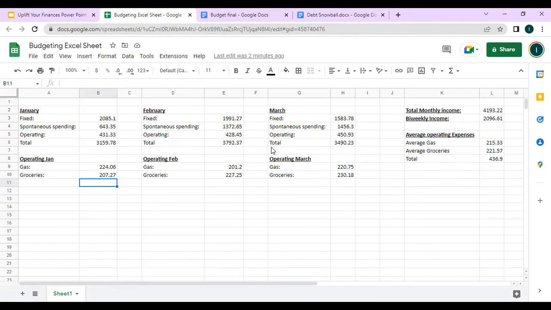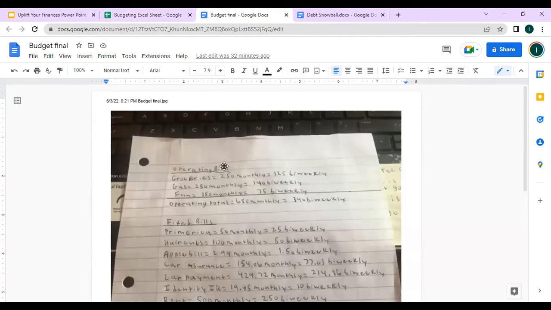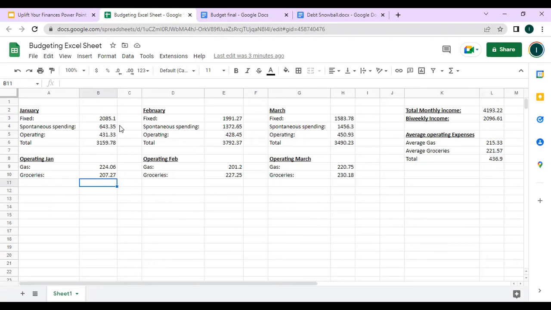For gas, he gave himself a budget of $280 a month. As you can see, he spent a little bit over $200, and the reason why he's able to give himself a budget of $280 a month is because, again, he's taking that money out of the spontaneous spending.